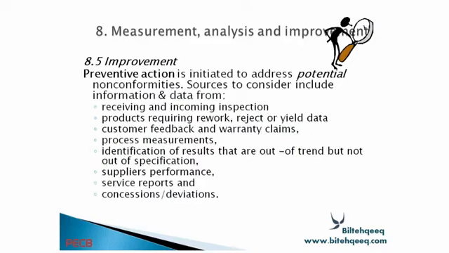And in the same way, there is also preventive action, and preventive action is intended to address potential non-conformities. And this is to prevent the potential non-conformity. Sources to consider include information and data from receiving and incoming inspection, product requiring rework, reject or yield data, customer feedback and warranty claims, process measurements, identification of results that are out of trends but not out of specification, supplier performance, service reports, and concessions, deviations.